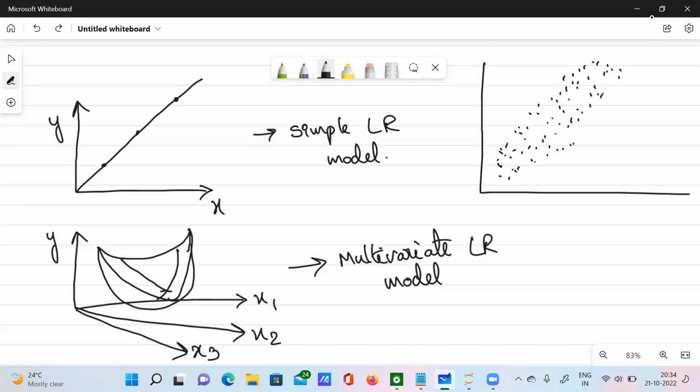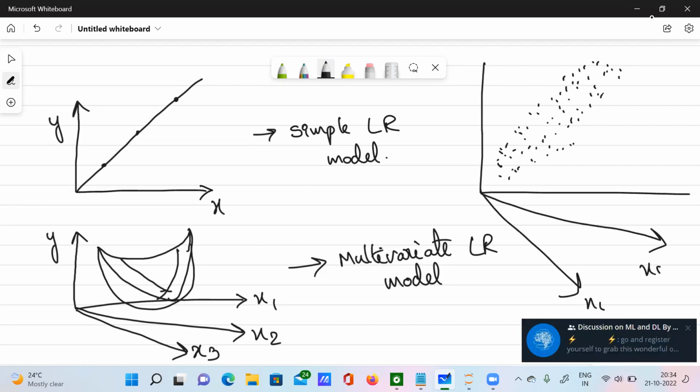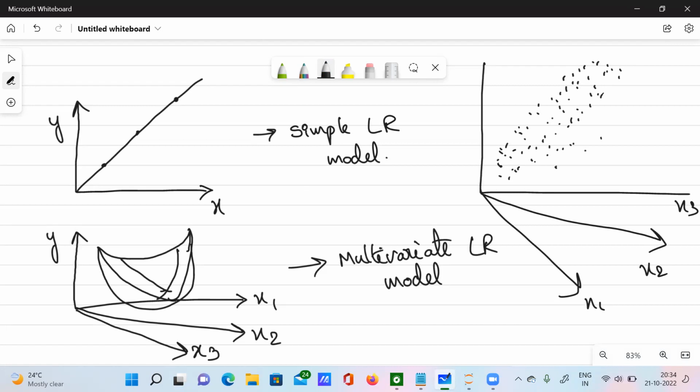Why? Because there are some kind of variables, right? This is x1, x2, x3, all these things. So this would be the scatter here. This is not a straight line, but instead it's a kind of hyperplane here. Okay. So why is it actually forming like this? I'll explain why it's happening like this.